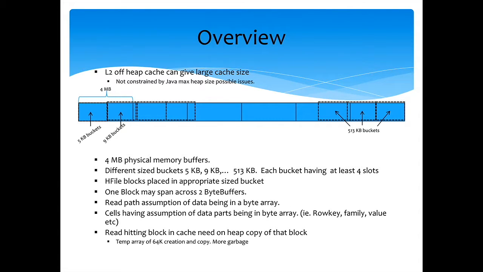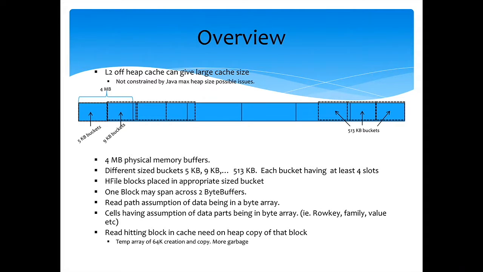So there is the L2 off-heap cache. The advantage is it can be much bigger because we are not constrained by Java's maximum heap size, and when the heap size is large, the impact of GC is not that predictable. So we can get rid of most of such things. That is the advantage we have with the L2 off-heap bucket cache.